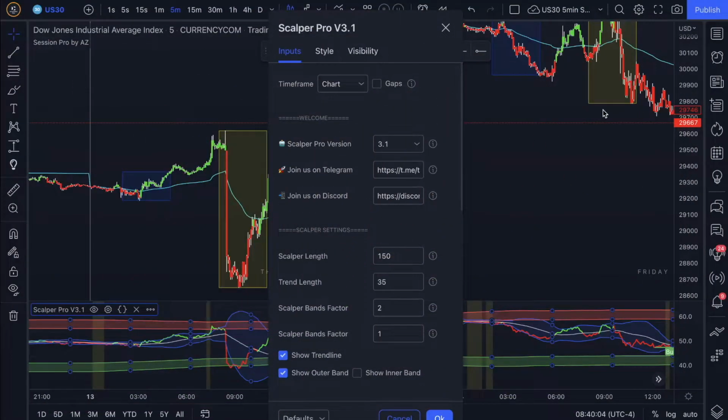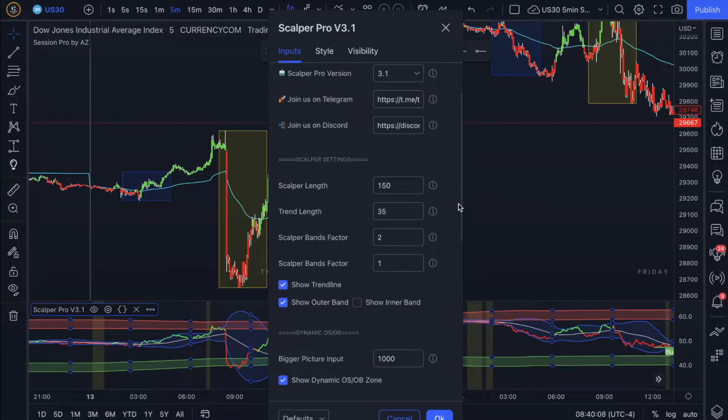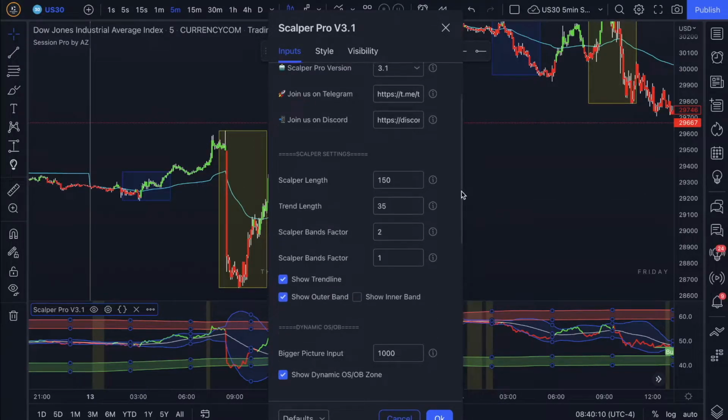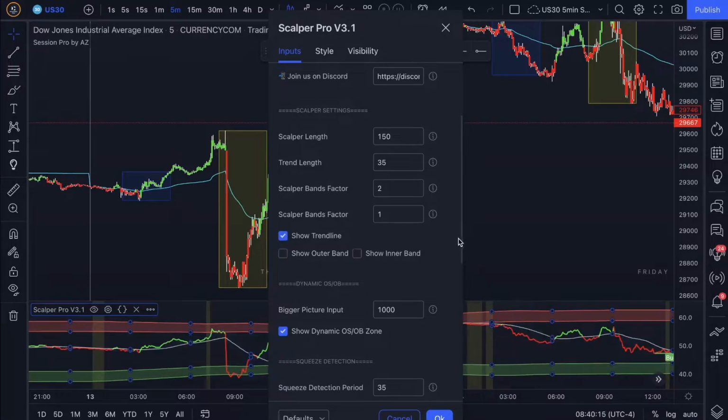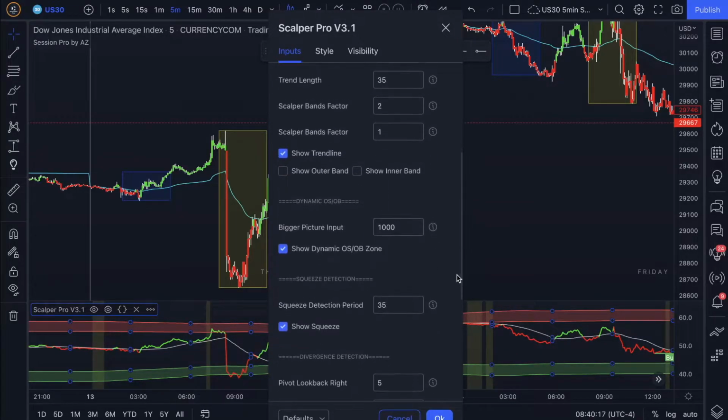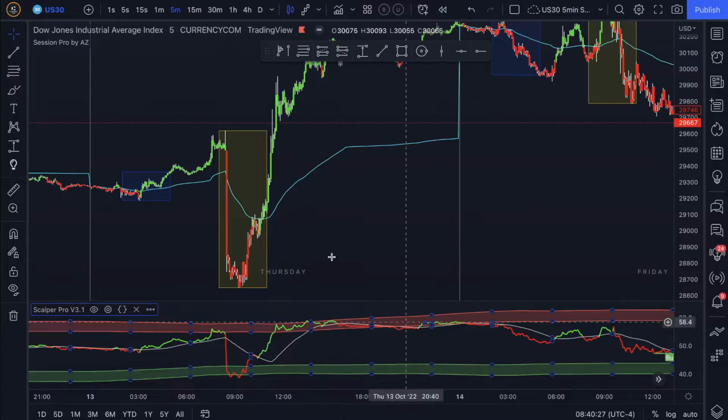So now let's get started modifying the Scalper Pro. So first of all, we're gonna leave those inputs here at default. We are going to uncheck this show outer band box, and we are also turning off the squeeze. We're gonna leave the oversold and overbought bands in here, and we also want to see the trend line. Alright, that's all done, the Scalper Pro settings.